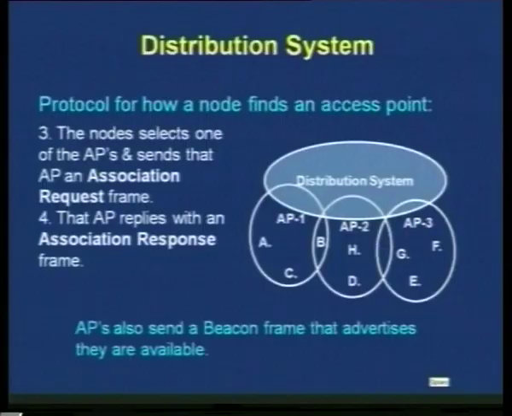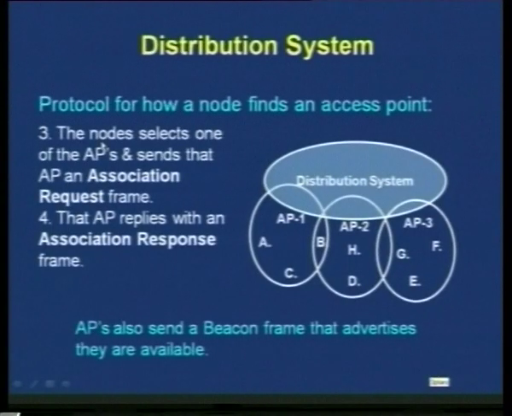So, when an AP sends this kind of beacon frames, in response to the beacon frame, a node can send its association request frame, and then it gets an association response frame as in the case of the active mode of operation. So, both these modes of operation are available for a node to be associated with an access point and then connected to a wireless network. This is another important aspect of our 802.11 protocol.